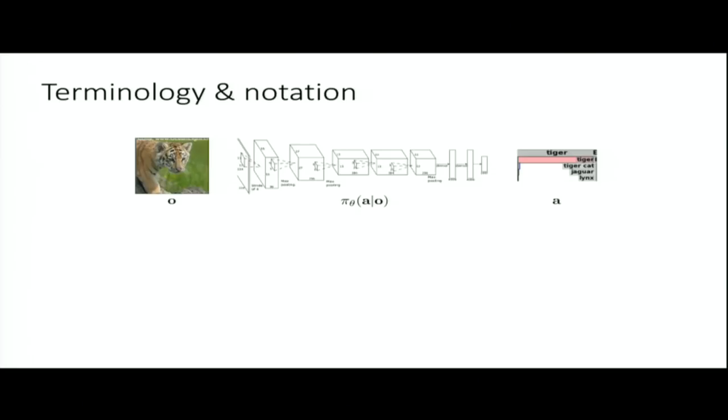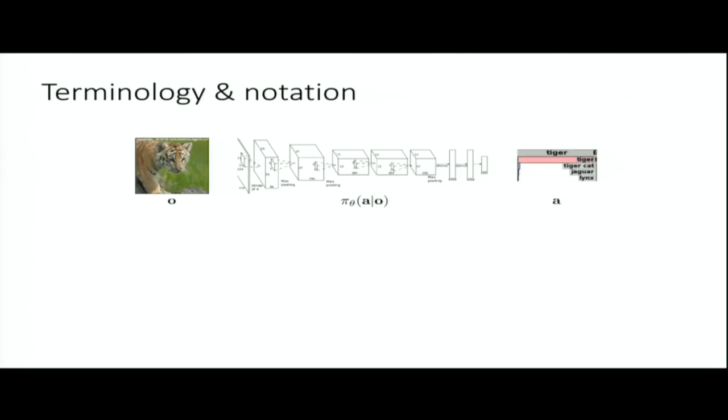So in this case, the label is a categorical variable. It takes on one of these categories. And the network that actually makes this prediction, this thing in the middle, I'm going to call it pi. Pi for policy. The policy gives us a distribution over actions conditioned on observations.